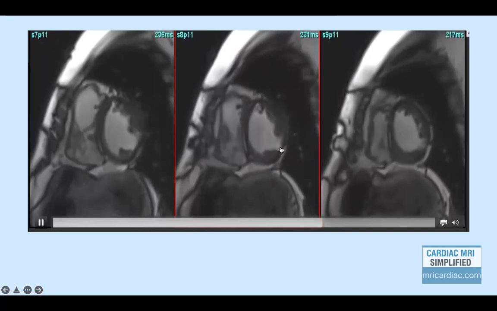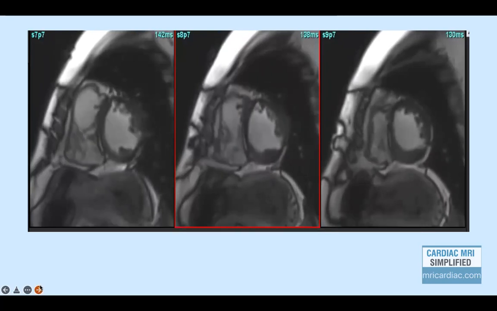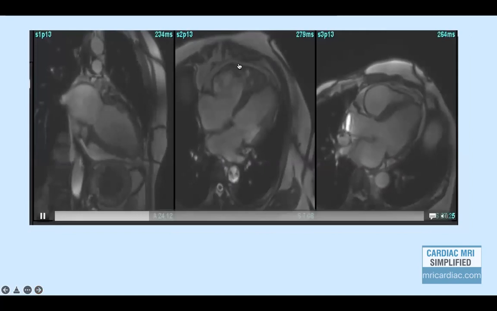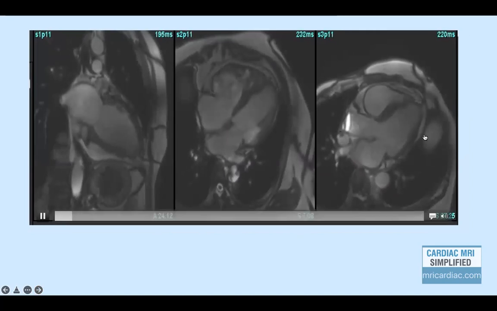Even the left ventricle shows some focal thinning, wall motion abnormality, and presence of altered signal intensity in the interventricular septum. These are long axis images, which again confirm a dilated right ventricle, some segmental dyskinesia, enlarged RVOT, and even the left ventricle shows wall motion abnormality, some focal thinning, and irregular outline.